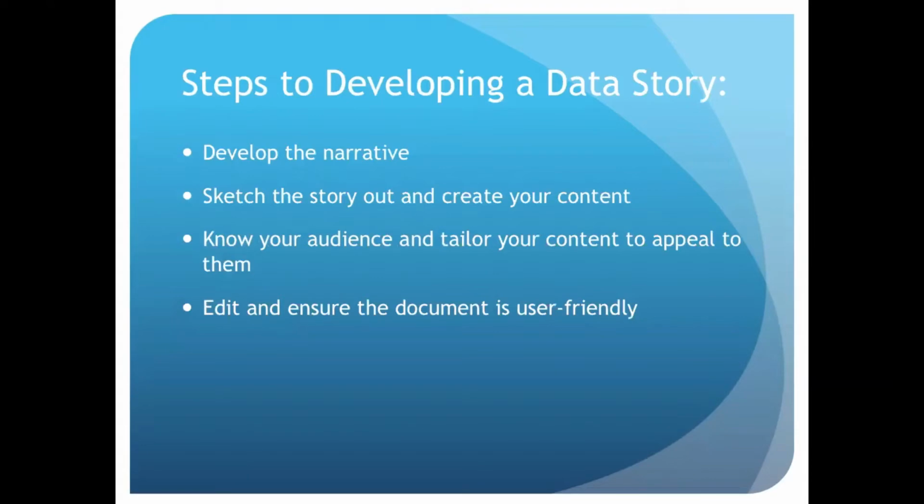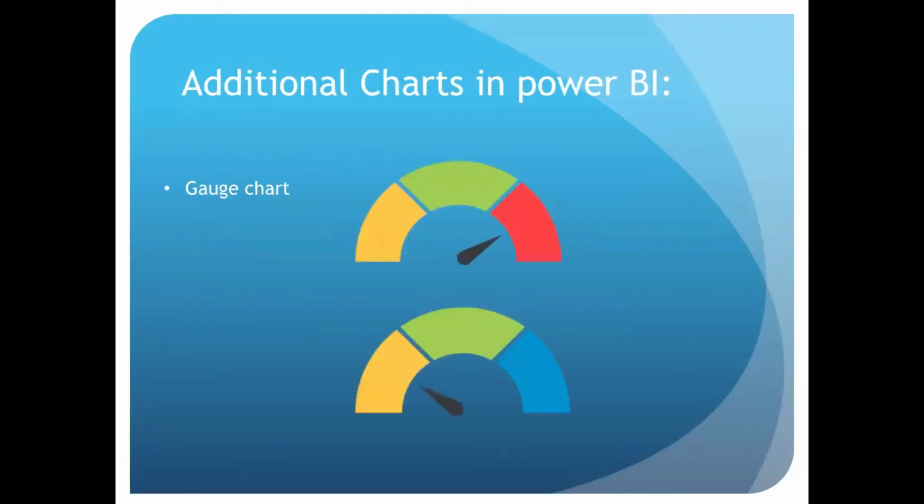We have 4 steps to developing a data story. The first step is to develop the narrative, and the second step is to sketch the story out and create your content. The third step is to know your audience and tailor your content to appeal to them. And the last step is to edit and ensure the document is user-friendly.